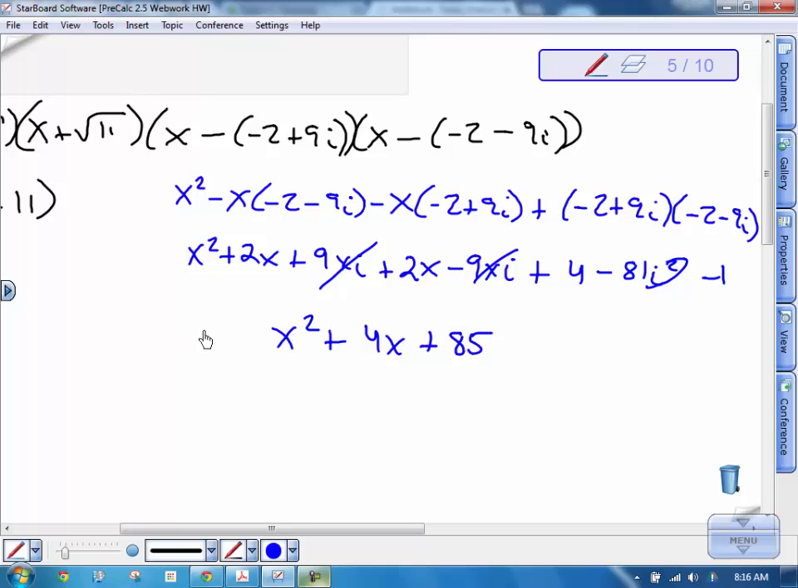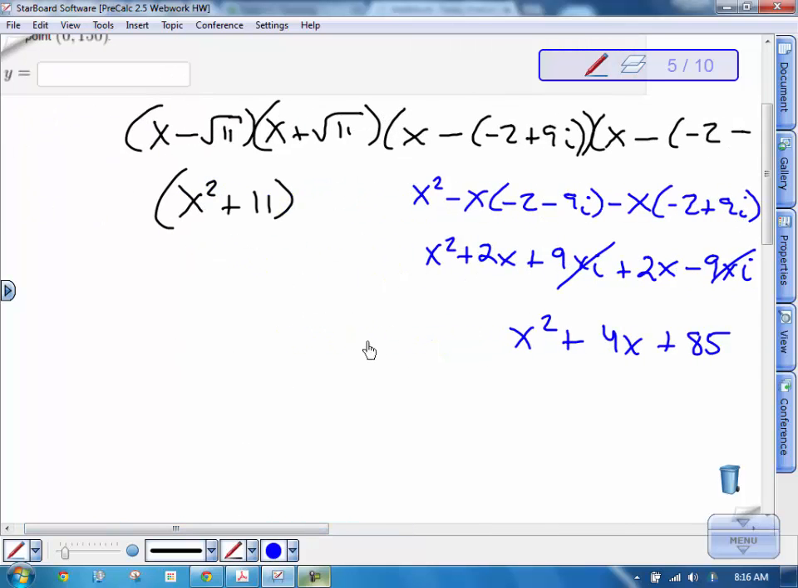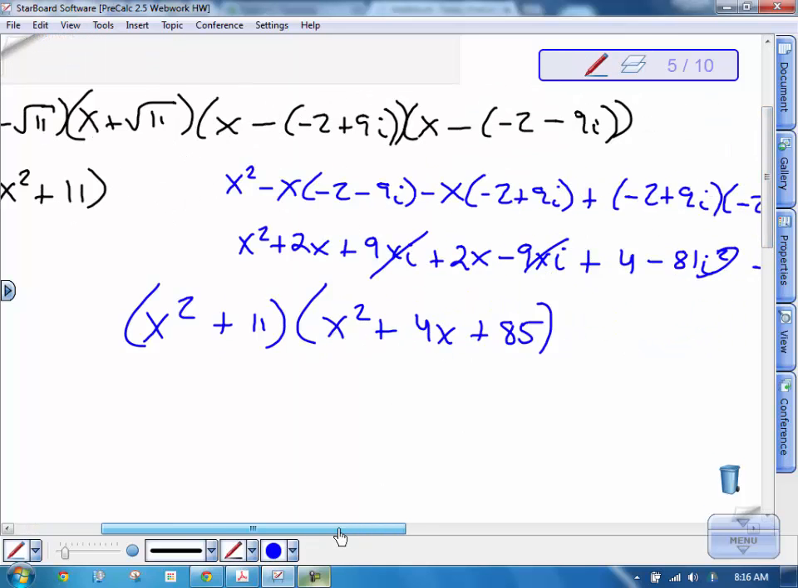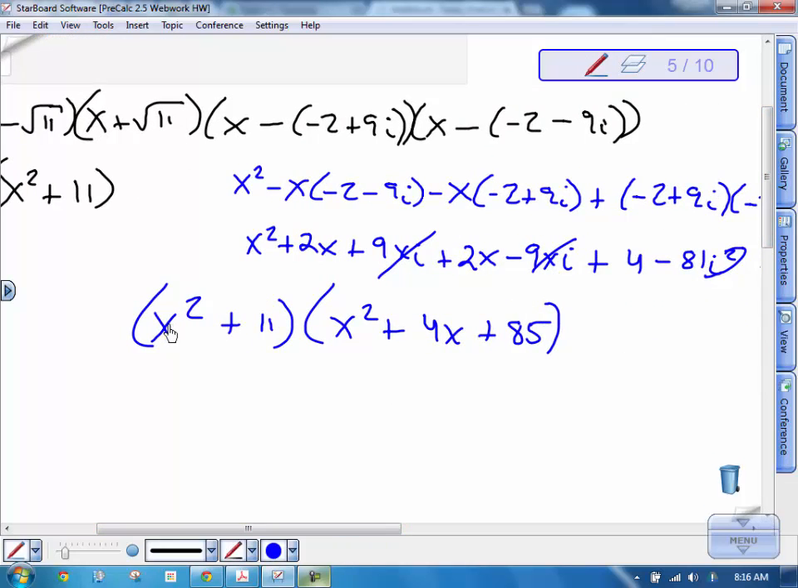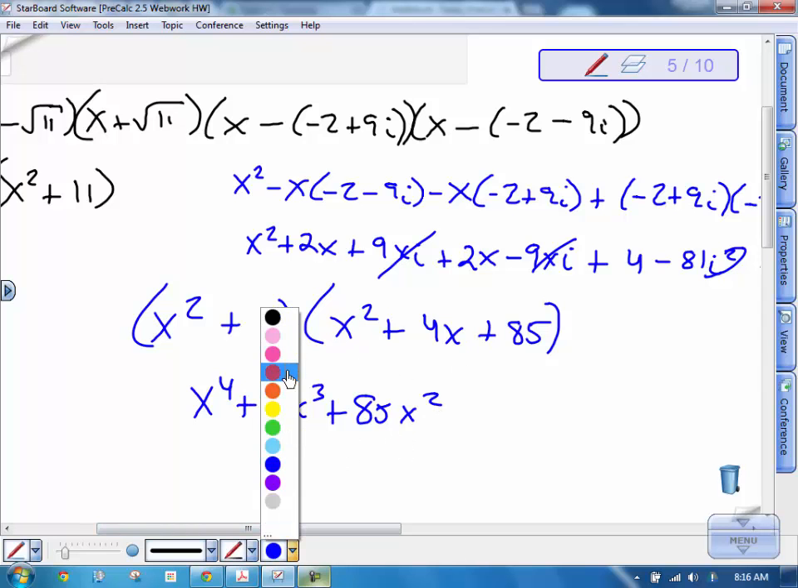All right, now I still have to multiply that by this right here. This x squared plus 11 is still a factor. And I'm going to go ahead and distribute. Again, FOIL. x to the 4th plus 4x cubed plus 85x squared. Sometimes with the second one, I'll write it right below, keeping it in order so I can add easier.